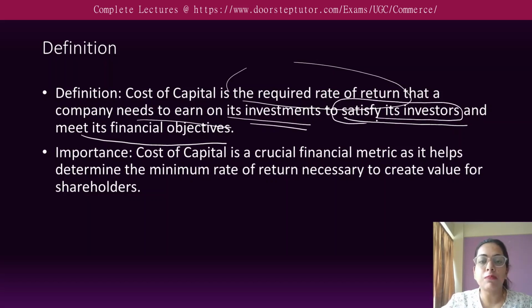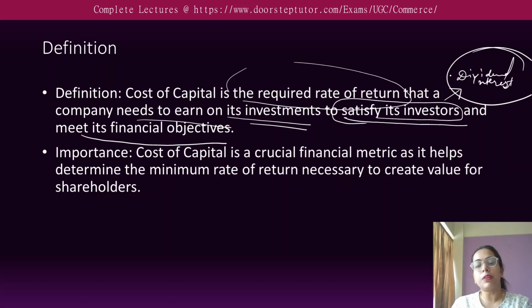Satisfy its investor means it has to pay the investors dividend and interest in return as a cost of financing those assets, because the company has taken the money of the investors and it has to pay them back in the form of dividend and interest. And if the company is paying them back on time with proper interest and higher dividend, only then will the investors get satisfied and meet their financial objectives.